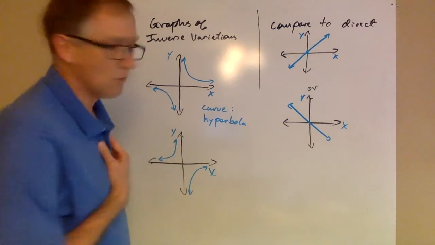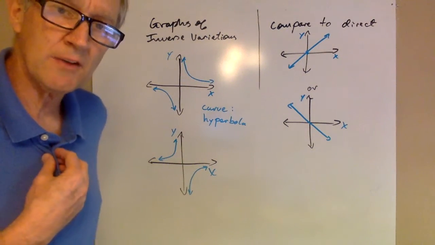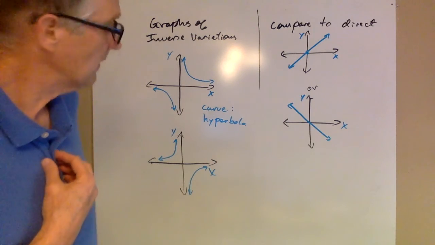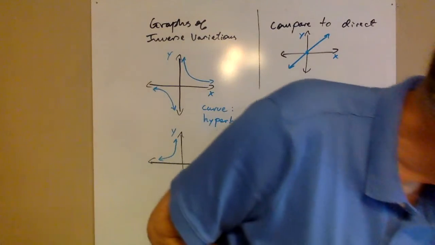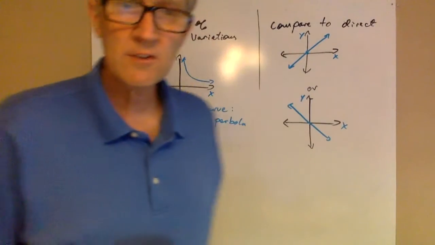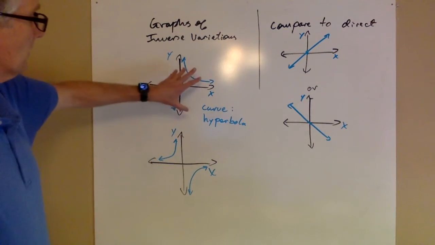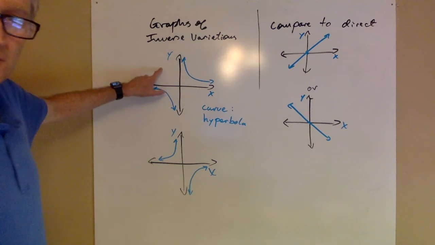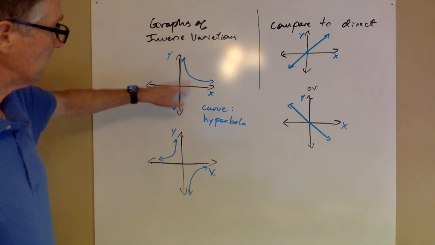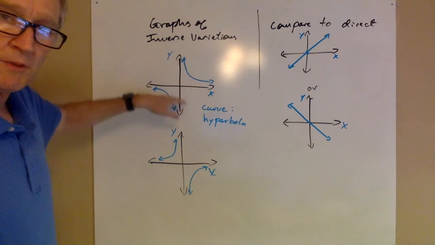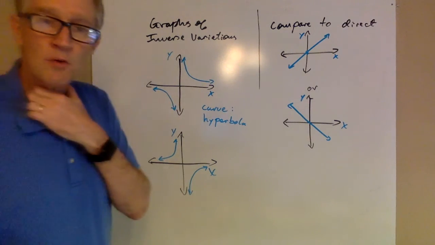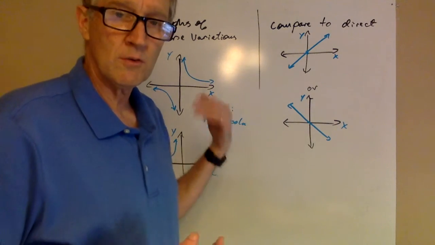Okay, so graphs. This is still 11-1. I am on page 678, and the graph of an inverse relationship. As you increase the independent variable, the dependent variable goes down. As you increase the value of x, y goes down.